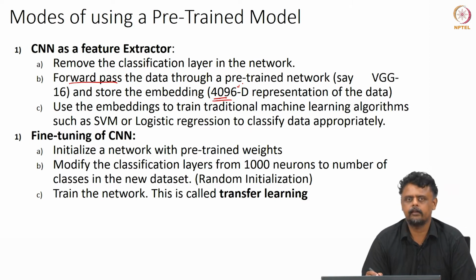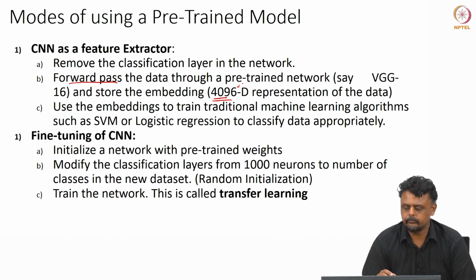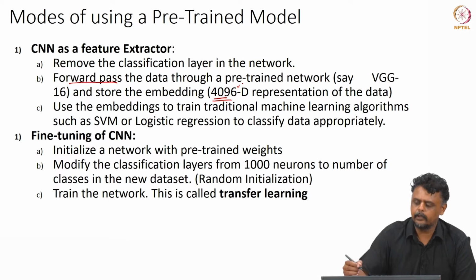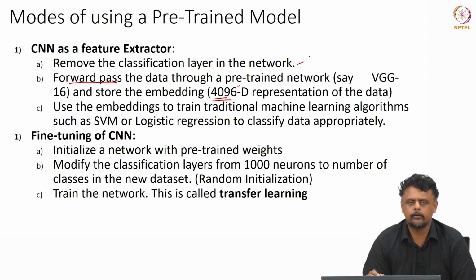That is a feature that represents your data, and you use this as input to another machine learning framework, let us say an SVM, support vector machine, or binary trees, or maybe just another neural network that you can train with this data and classify it appropriately. This is a strategy that works very well, that is taking the embedding. In this case, this 4096D vector would be the embedding that you get from your CNN.